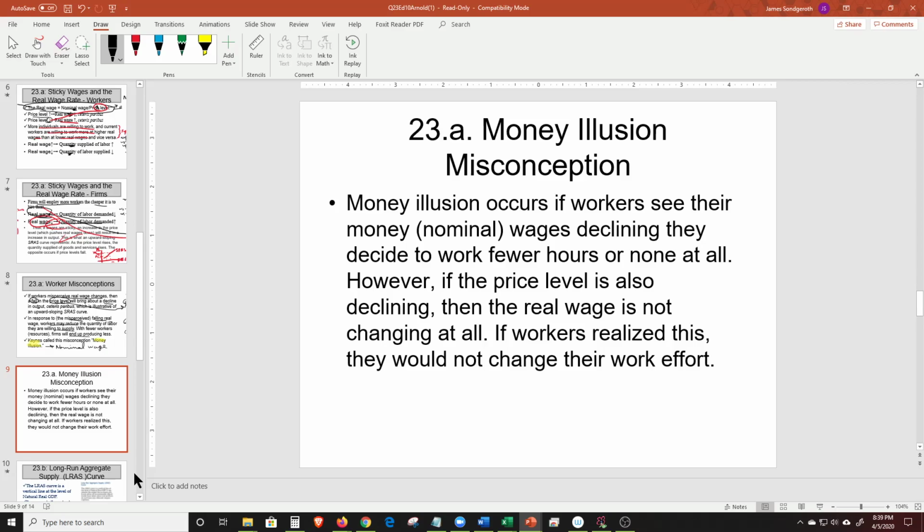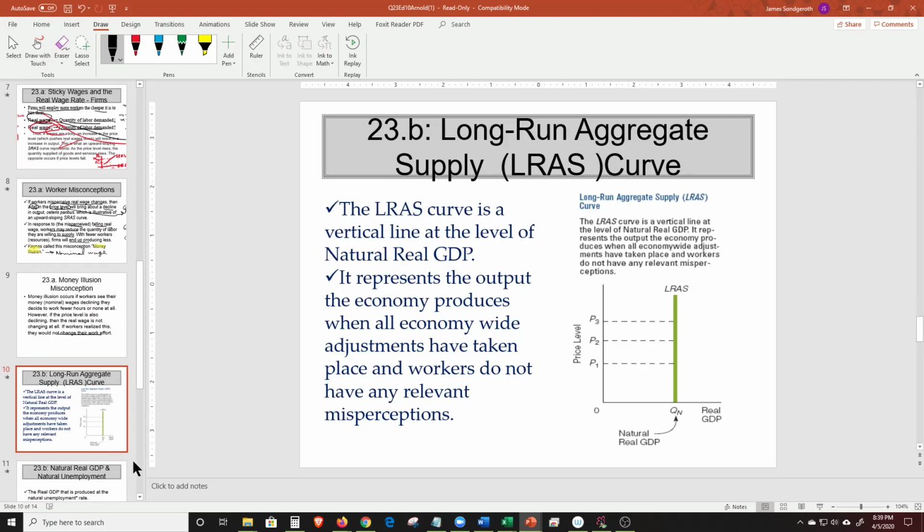So the money illusion occurs if workers see their nominal wages declining, then they will decide to work fewer hours or none at all. However, if the price level is also declining, then the real wage is not changing at all. If the workers realize this, they would not change their work effort. So the money illusion is used to explain why the short-run aggregate supply curve might have a positive slope to it. So that was the short-run aggregate supply curve.